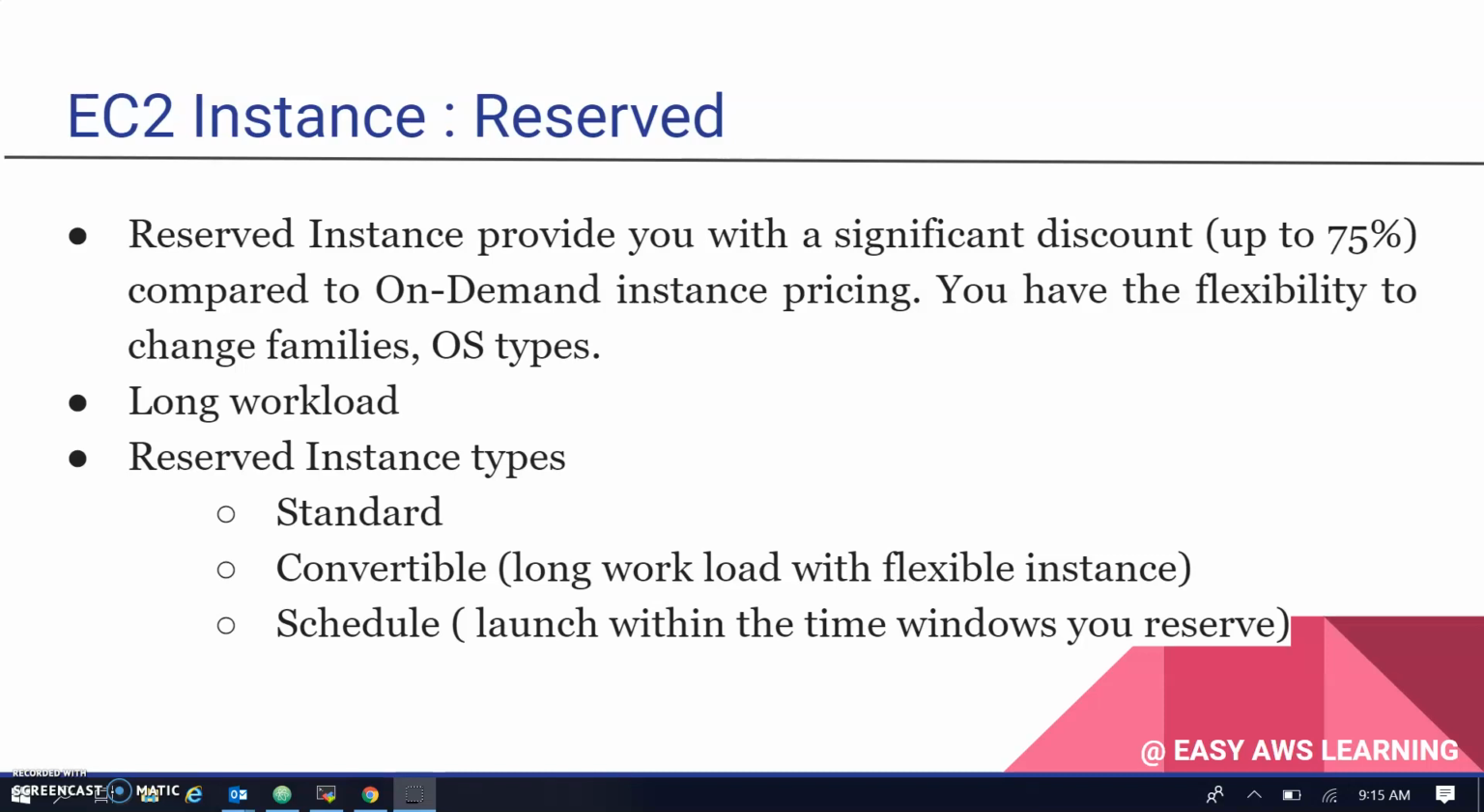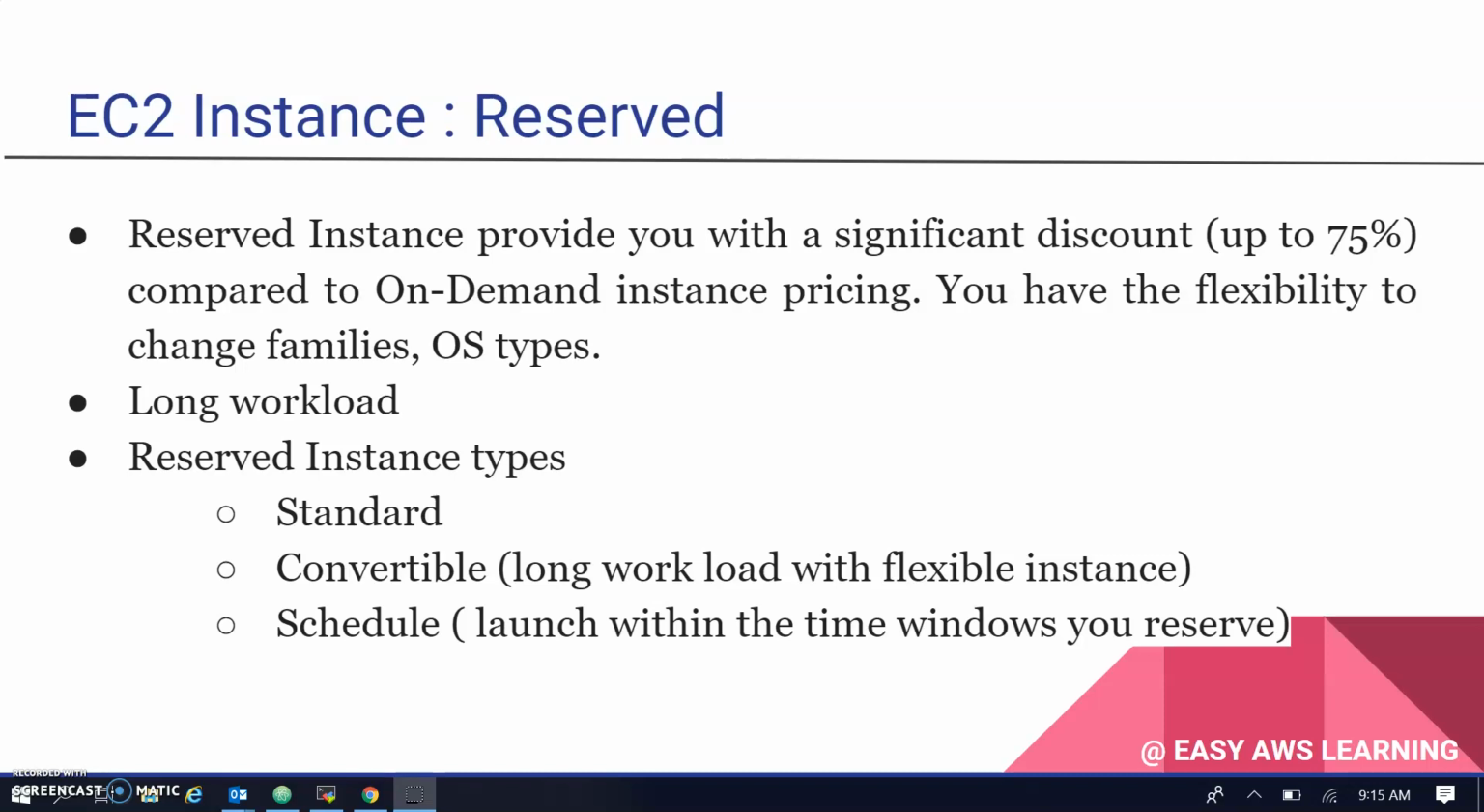Basically the reserved instance is used for long-term commitment and long-term workloads, and for a reserved instance you have to pay upfront. That's a key thing, because they are giving a discount of up to 75%, but you have to pay upfront. You have to reserve your instance for a minimum of 1 year to 3 years, and you have to choose your instance types, like C5 or M5. So you have to make the reservation for a specific instance type.